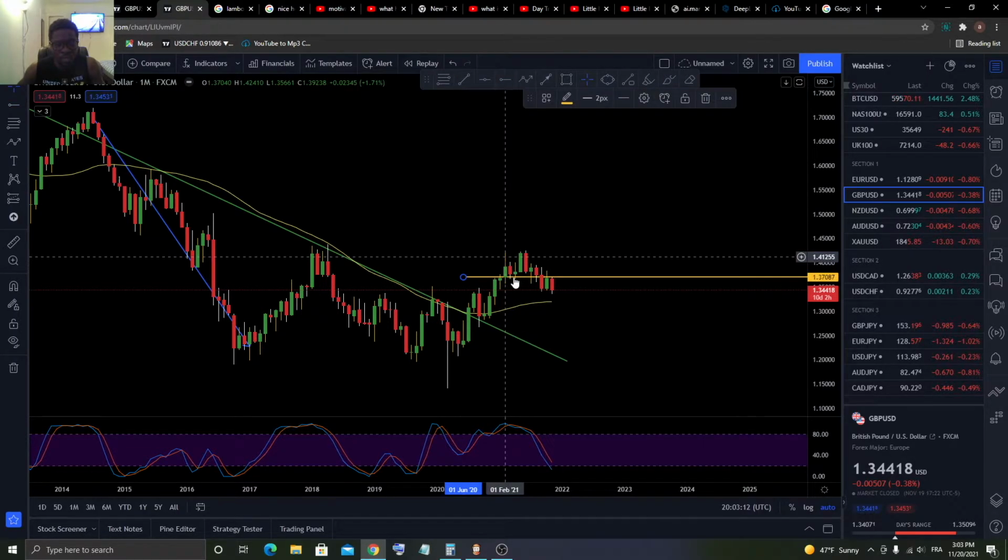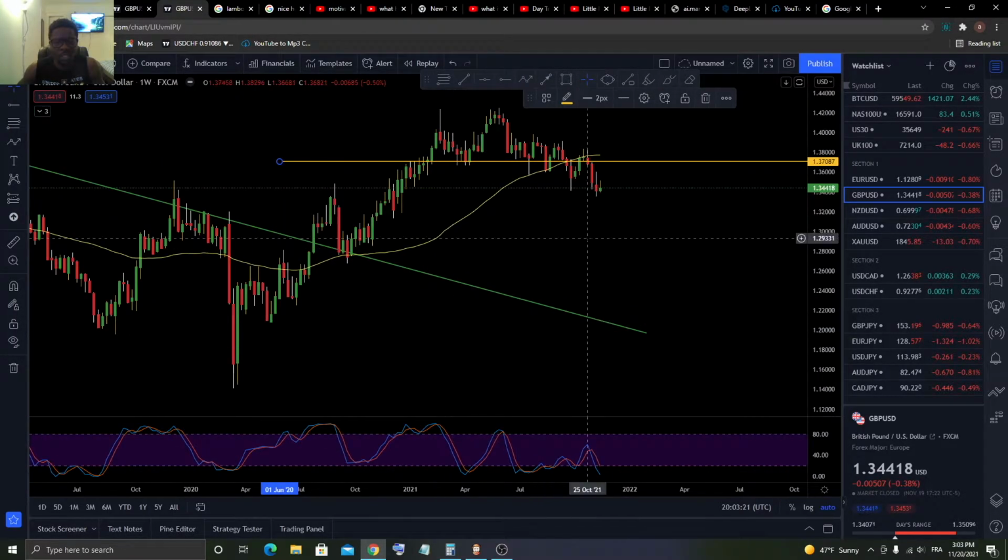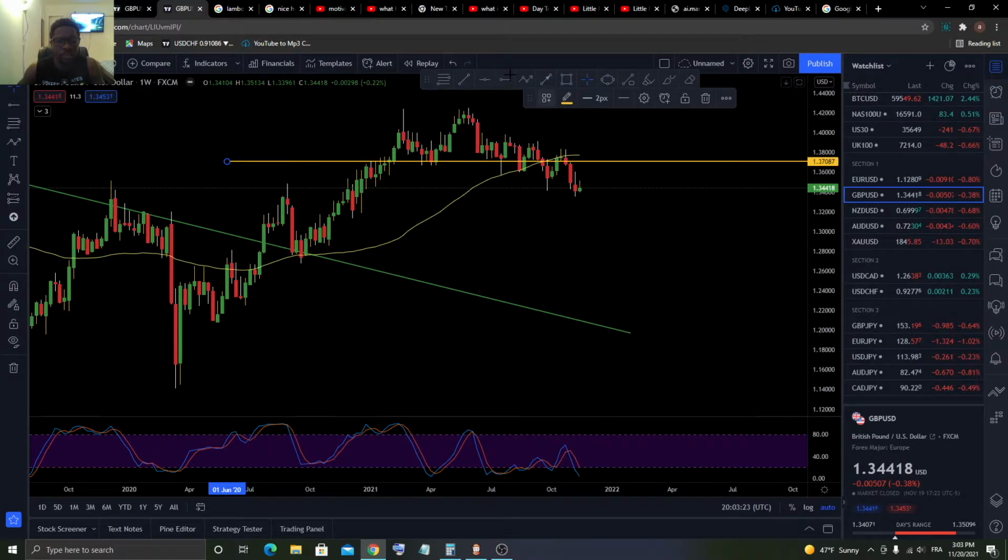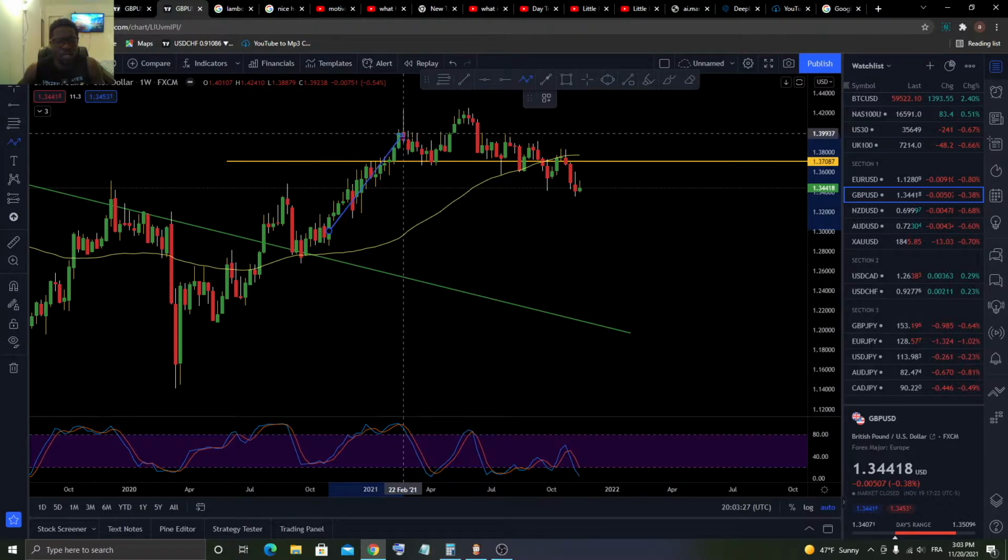Look at 1, 2, 3. This is like head and shoulder. So head and shoulder. Let me go into the weekly so that you guys can see it clearly. This is like head and shoulder. Why? Because price comes all the way up right here, tests it.